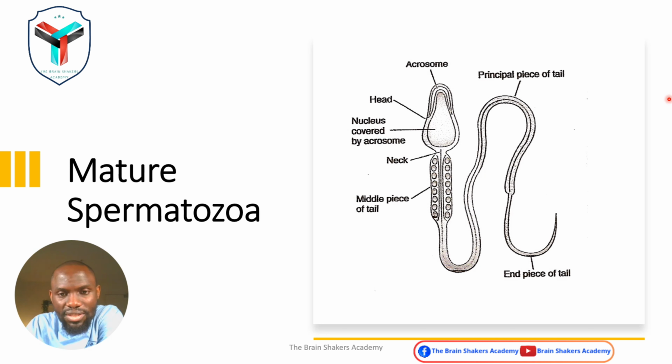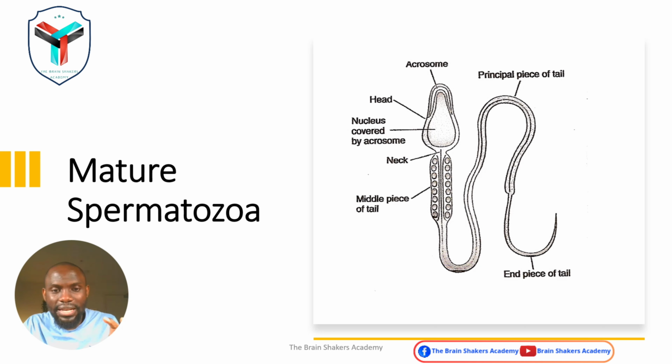The mature spermatozoa will also have a principal piece of tail and an end piece of tail. So these are some of the morphological changes that happen to the spermatids that have been produced. And do not forget that this spermatozoa contains a haploid number, so it has to get into the ovum in order to restore the diploid number of chromosomes for the zygote to continue its process of development.